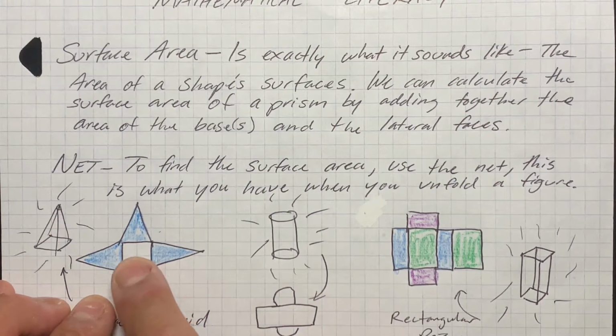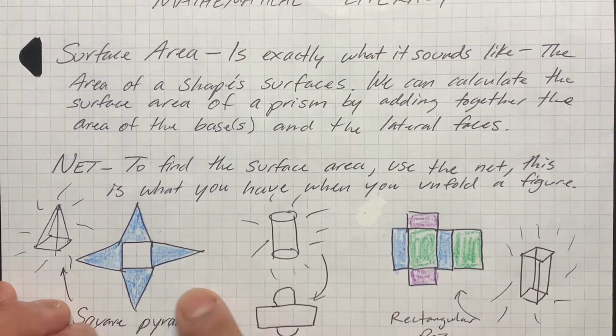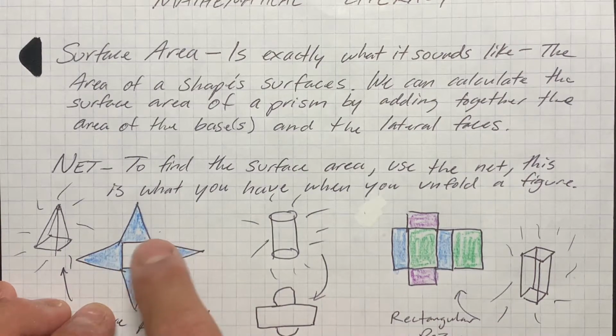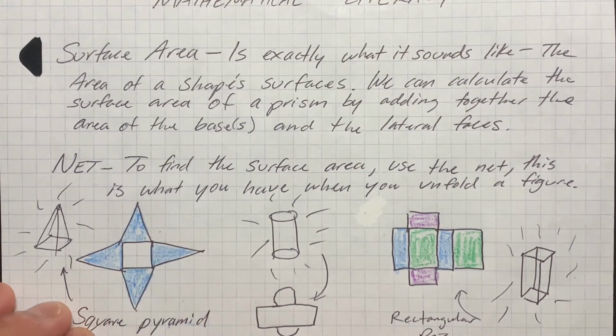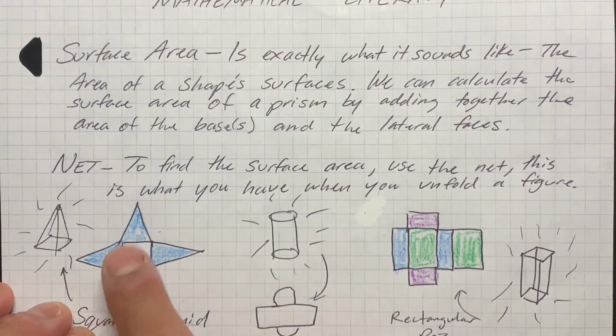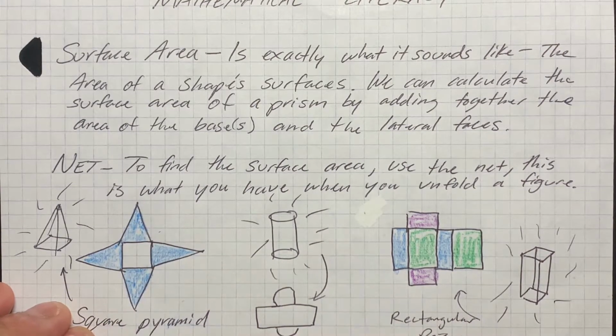And we do have a base as a square, so that's a square pyramid. So what we do, we have 1, 2, 3, 4, 5 faces. That includes the base there. We find the area for each face and add them all up. So we'll find that surface area after we do that.